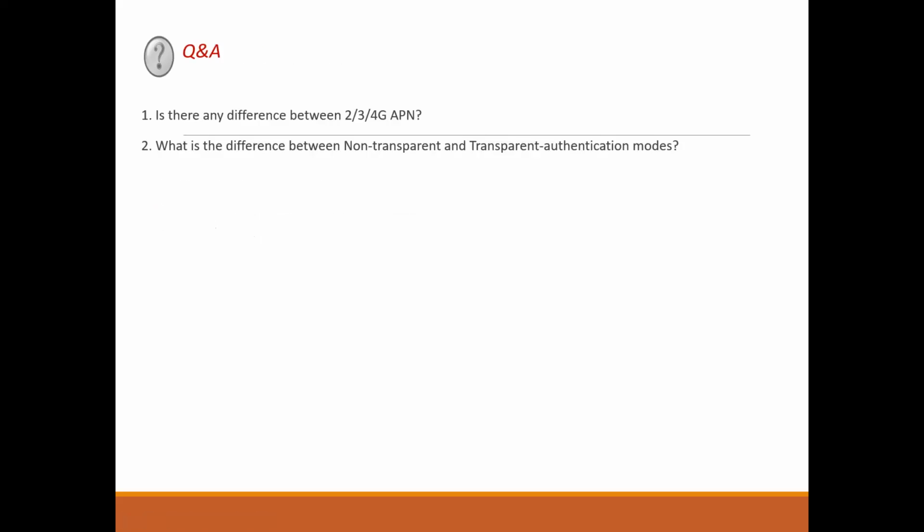Okay, so is there any difference between 2G, 3G, and 4G APN? The network identifier part, no, there is no difference. The operator identifier, yes. In 2G and 3G, it's .mnc.mcc.gprs, and in 4G APN, it's .epc.mnc.mcc.3gppnetwork.org. Okay. And what is the difference between non-transparent and transparent authentication mode? In transparent authentication mode, authentication is done via your GGSN, and in non-transparent mode, it is done by your RADIUS or any other third-party server.